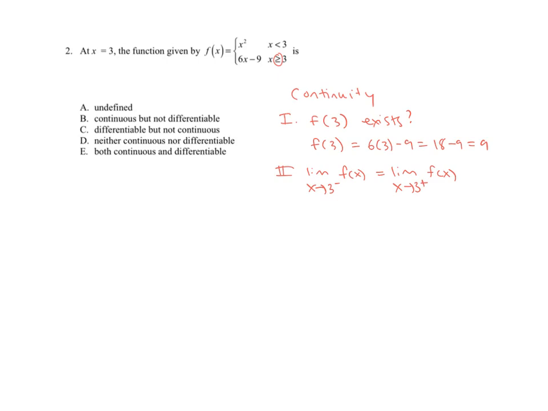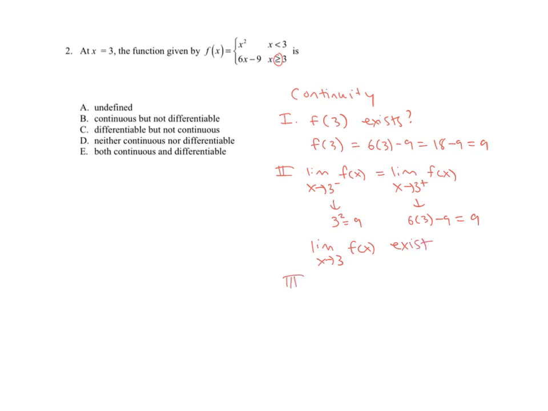So the limit as x approaches 3 from the left is what we get when we plug 3 into x squared. So this part is 3 squared, which is 9. The limit as x approaches 3 from the right is going to be plugging 3 into that bottom part. 6 times 3 minus 9, which is 9. So those do equal each other, so the limit as x approaches 3 of f of x does exist.